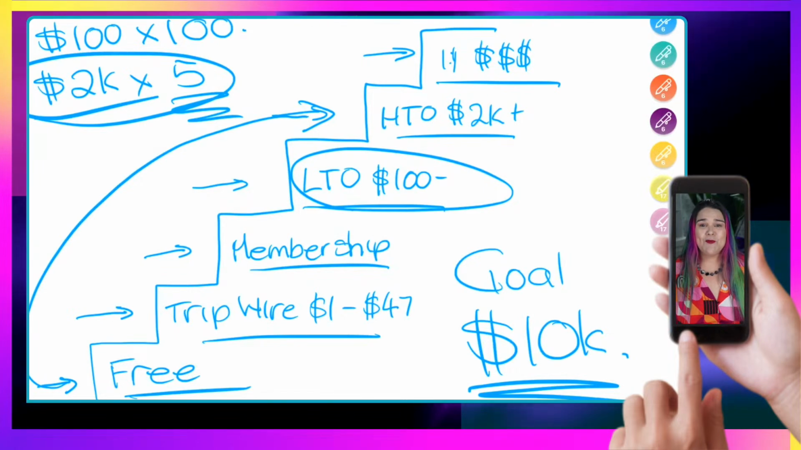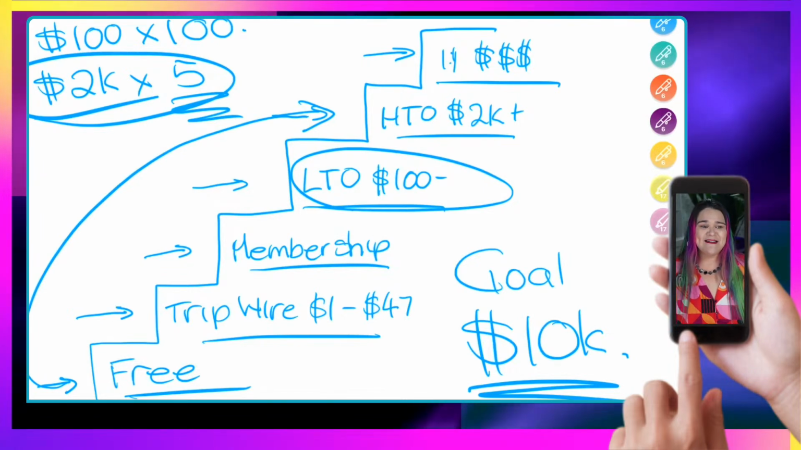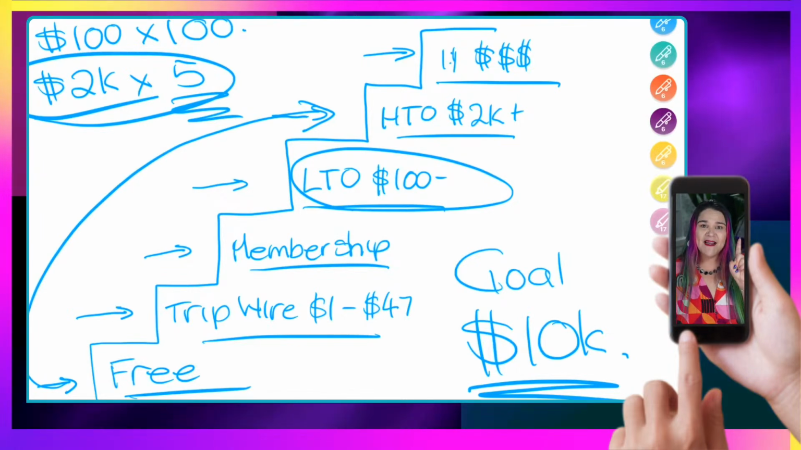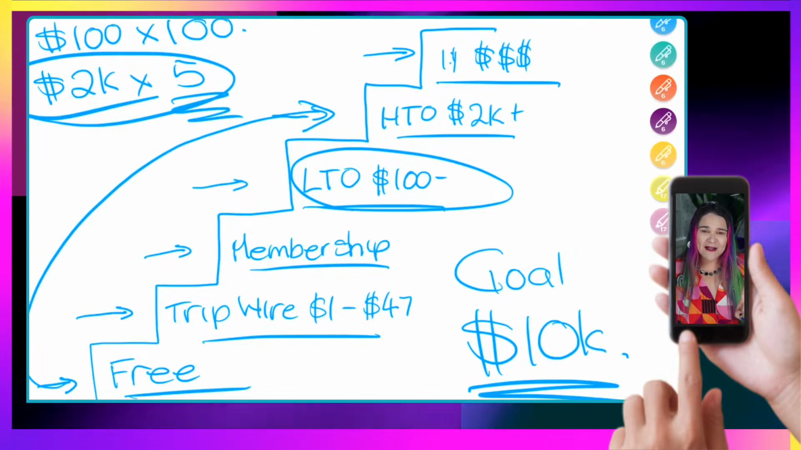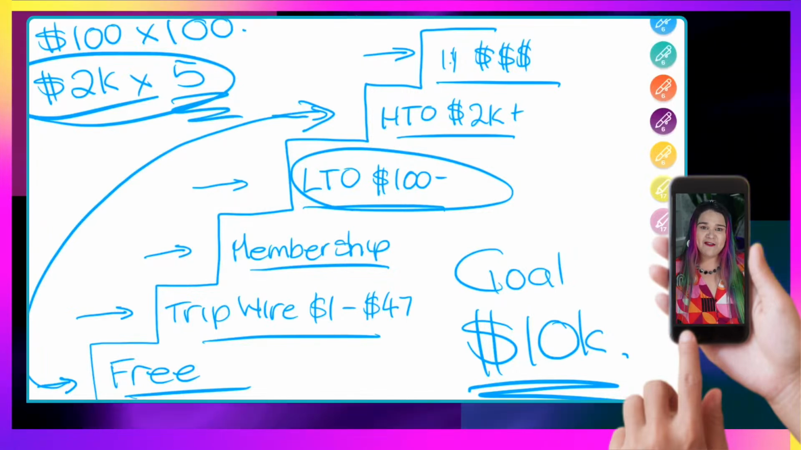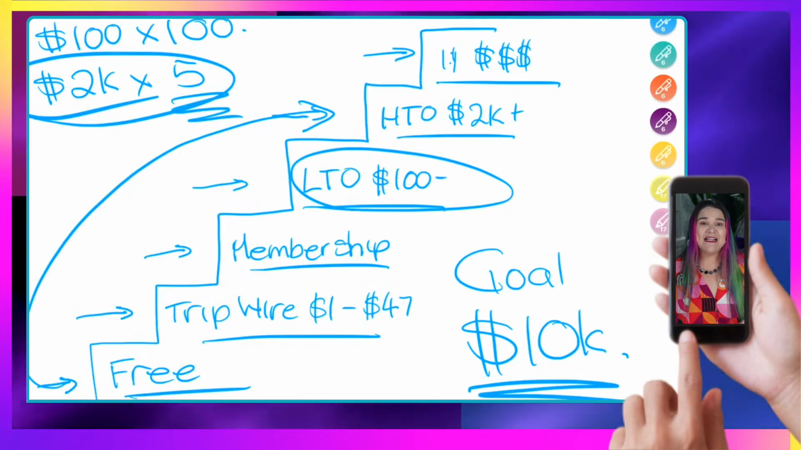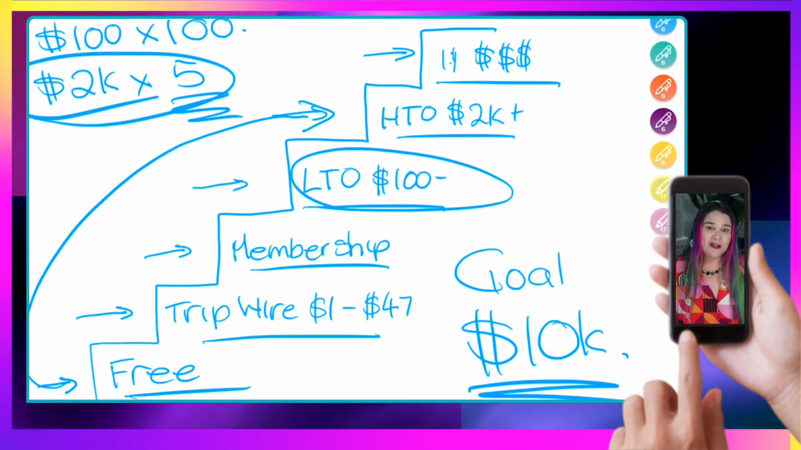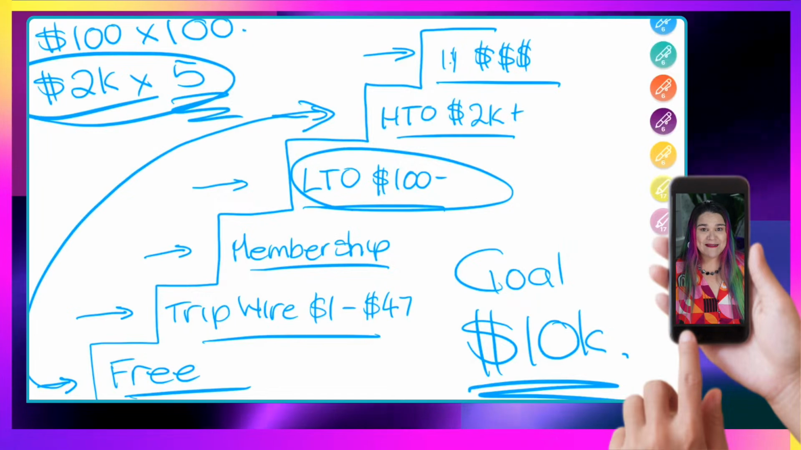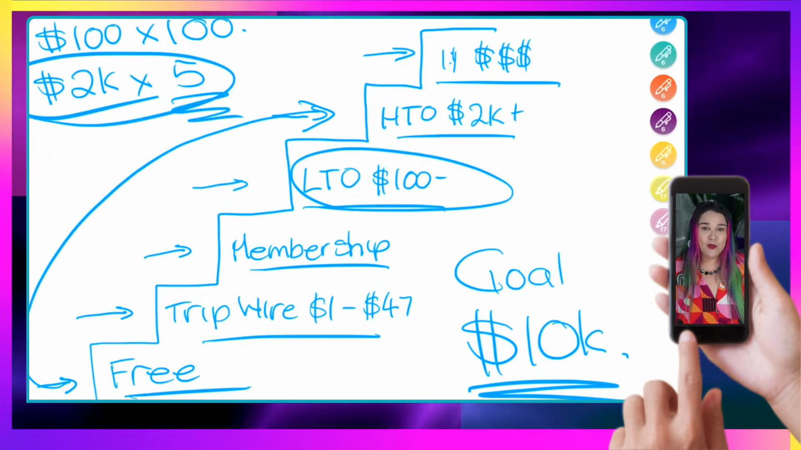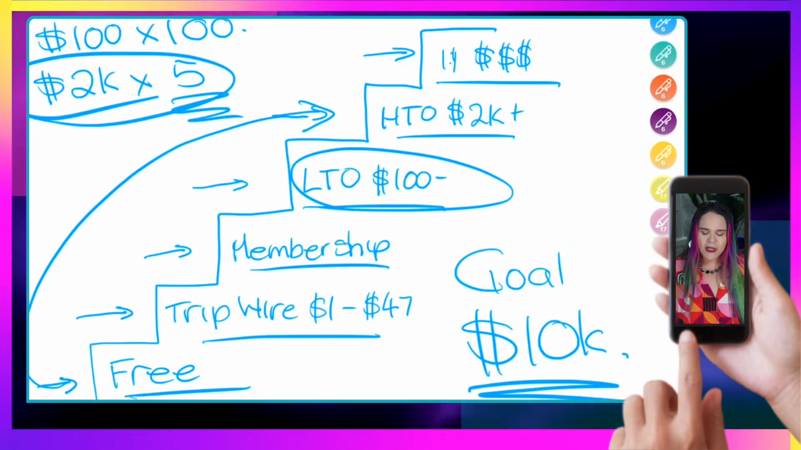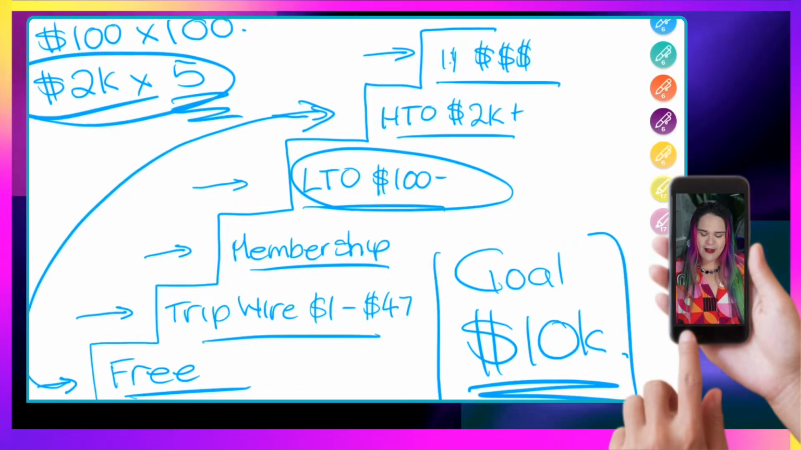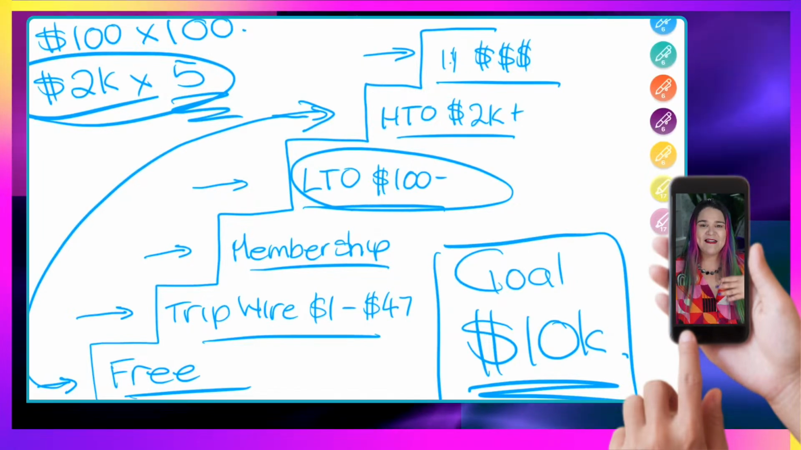It is just simple math. It is easier to sell one high ticket offer 5 times in a month than it is to sell 100 $100 products in a single month. It's just simple math.